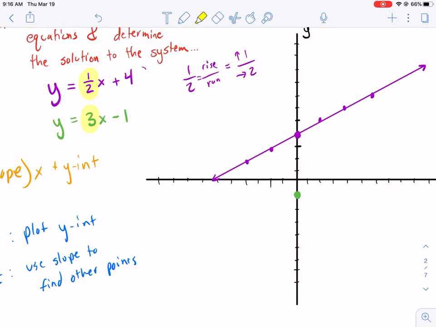Our slope is the number in front of x. I like to put it over 1 if it is an integer, so we know what our rise over our run is. Remember, we rise with the y's, run from our x. So we're going to rise 3 units, and we're going to run 1 unit to the right.